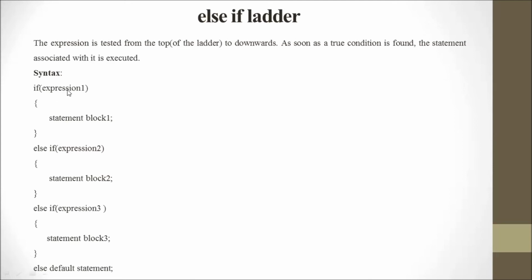So here, if expression 1 is true, this statement block will be executed. If this condition is false, the control passes to the else if. So this condition will also be checked. If this condition is false, this statement will not execute and the control passes to the next else if, and the condition in expression 3 is checked. If this condition is true, this statement will be executed. If this condition is also false, the control passes to the else and prints the default statement.